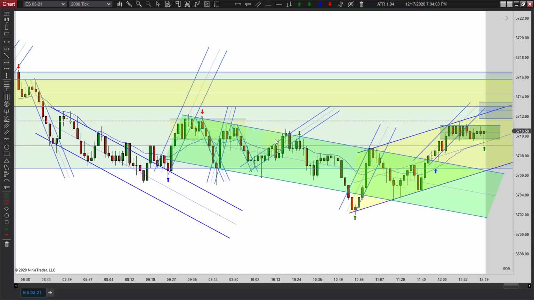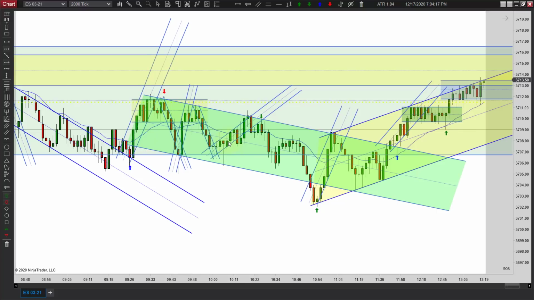We're just kind of chopping along here. We do bounce down here, but again, this is not rejection. Look how we're going sideways, 1, 2, 3, 4 bars. Don't try to go long there. And then we actually get a little channel working up.